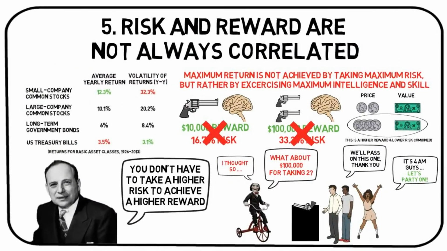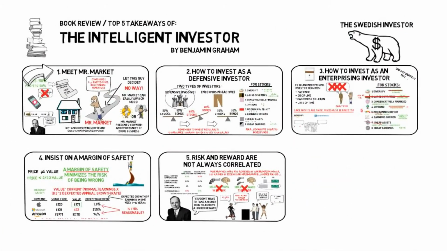Quick recap of the 5 takeaways. Firstly, the market tends to be over-optimistic and too pessimistic from time to time. Don't let this influence what you think the true value of your assets are. Instead, see it as a business opportunity where you get to deal with a person who has no idea of what he's doing. Secondly, the defensive investor should go for a diversified portfolio of stocks and bonds, where the stock category consists of primarily low-priced issues.